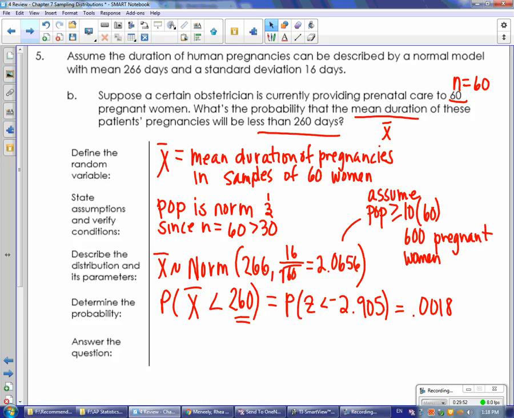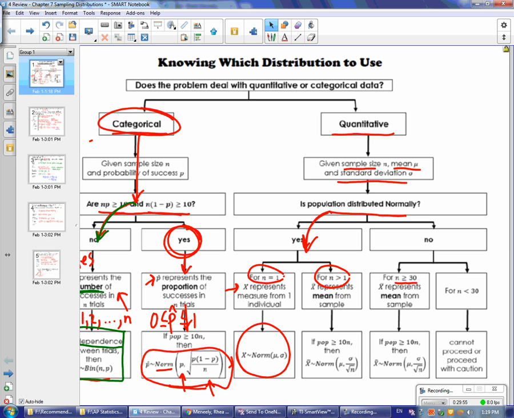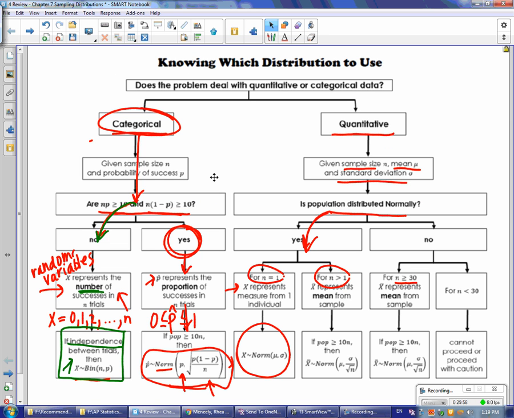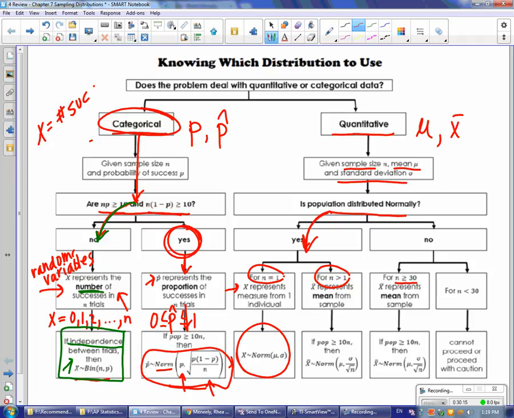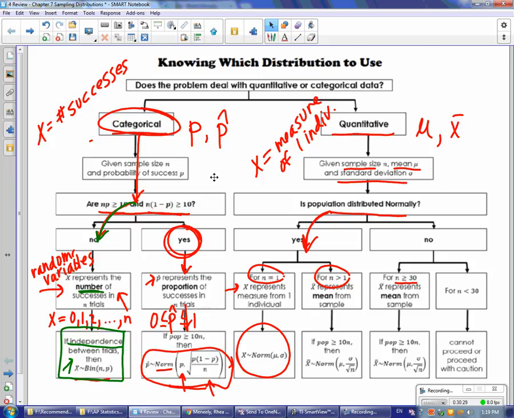So let's just review. The very first decision that you need to make is whether you're dealing with quantitative or categorical data. Quantitative is when we're dealing with mean or x bar. Categorical is when we're dealing with p's and p hats. Now, if your distributions are really small, then we might be dealing with an x being the number of successes, or in the case of a quantitative, x being the measure of one individual. But for the most part, this whole unit focuses on sampling distributions for p hat and x bar. So make sure you understand this flow chart.